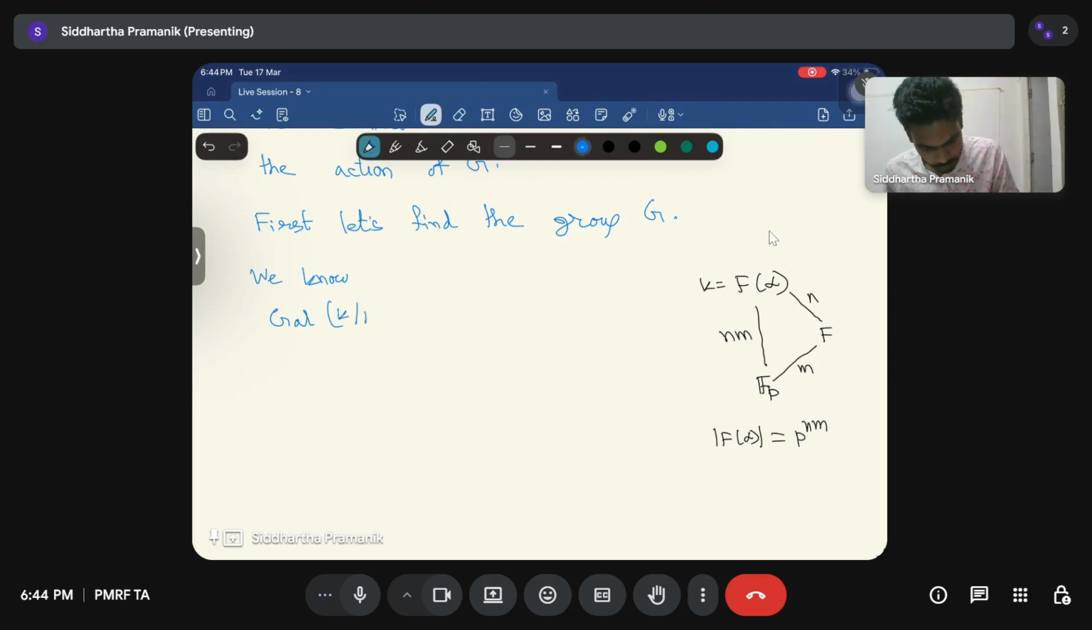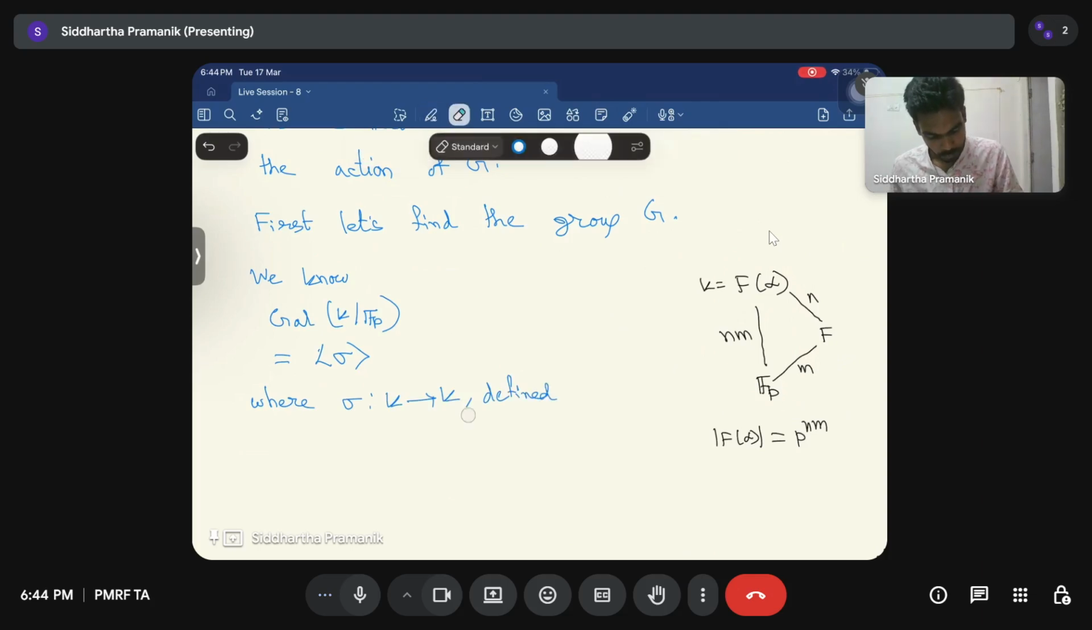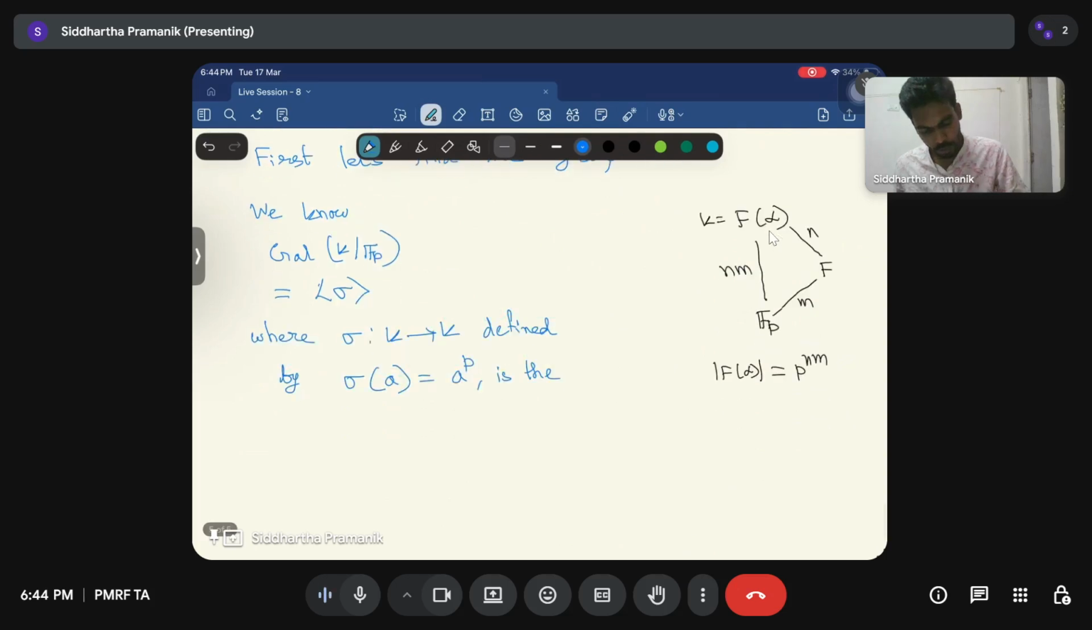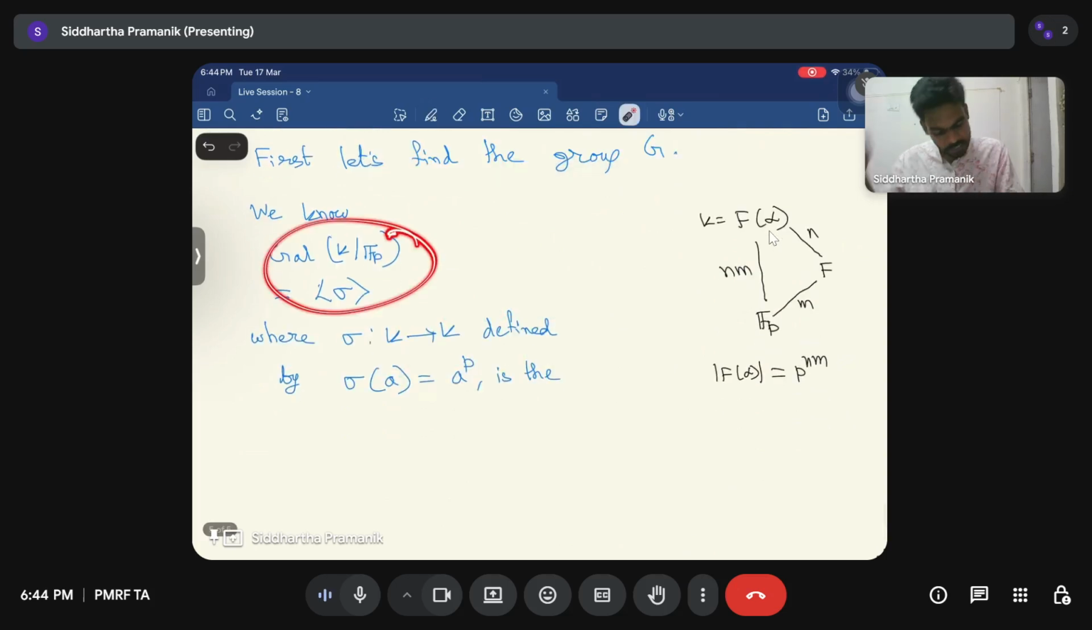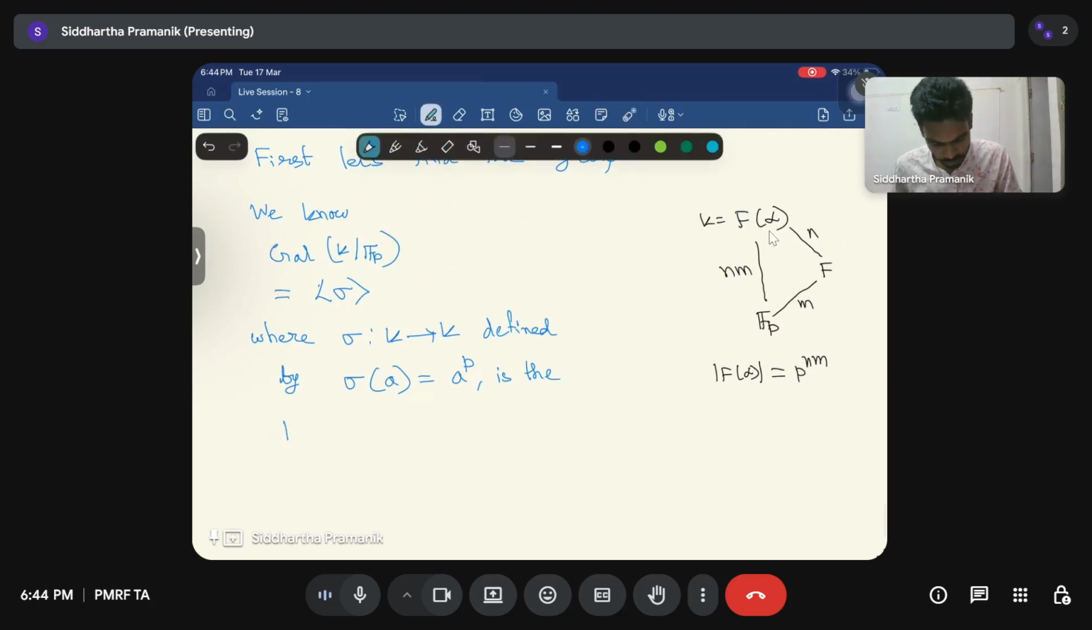This Galois group is basically generated by sigma, where sigma from K to K, sigma of a going to a power p, is the Frobenius map. So we know this Galois group is cyclic, generated by the Frobenius map. This we have already done, and we have already used so many times.